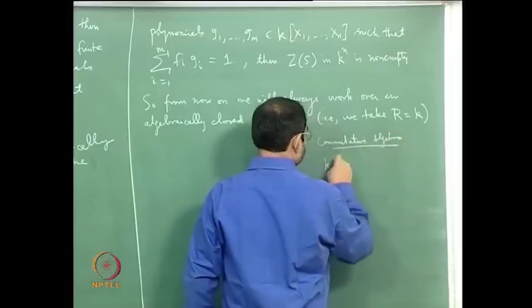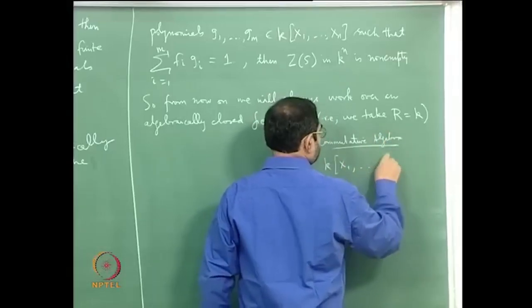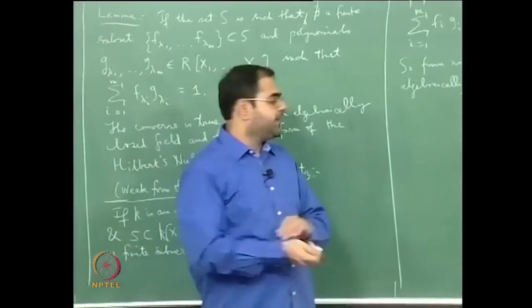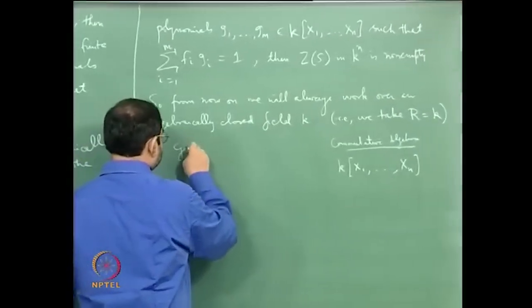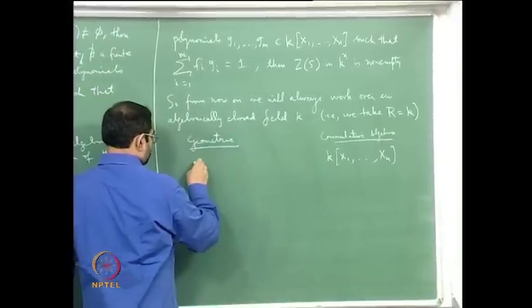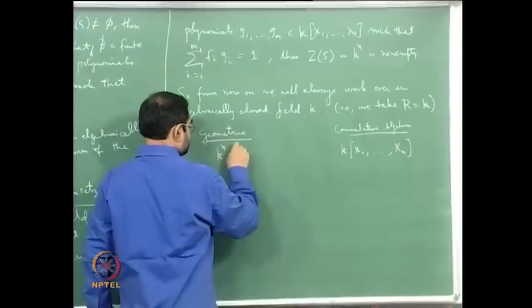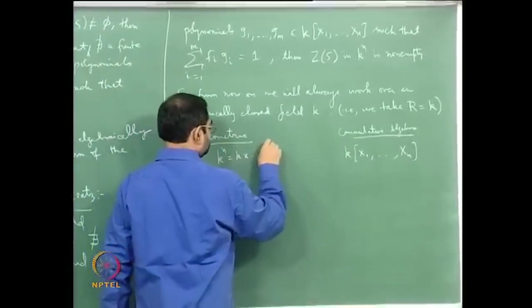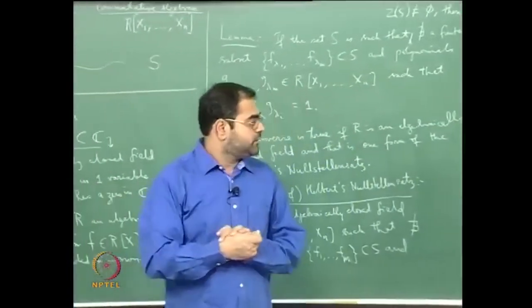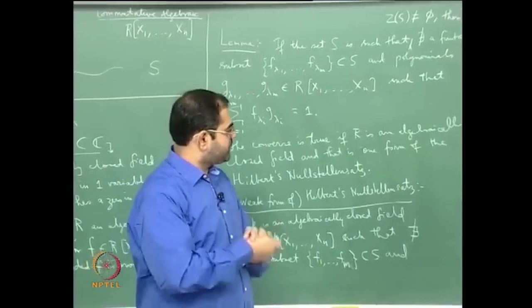We have k[x1, ..., xn]. This is the polynomial ring in n variables, and on the geometric side we have kn, which is k cross k cross k, n times. Now, how do you think of kn?